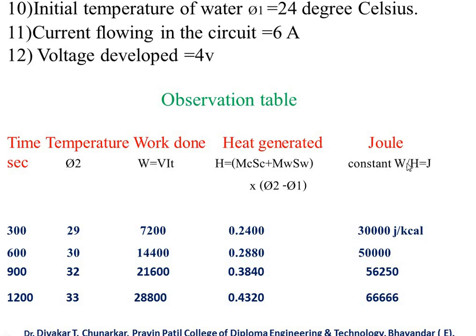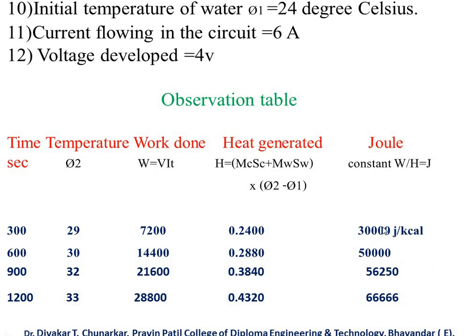Also this value is the constant W upon H. W is this value, and H is this value. Students, take this value of H and find the value of J, that is the mechanical equivalent or Joule constant. So this W divided by H, we get this, and we will take 4 readings compulsory, 4 to 5 readings.